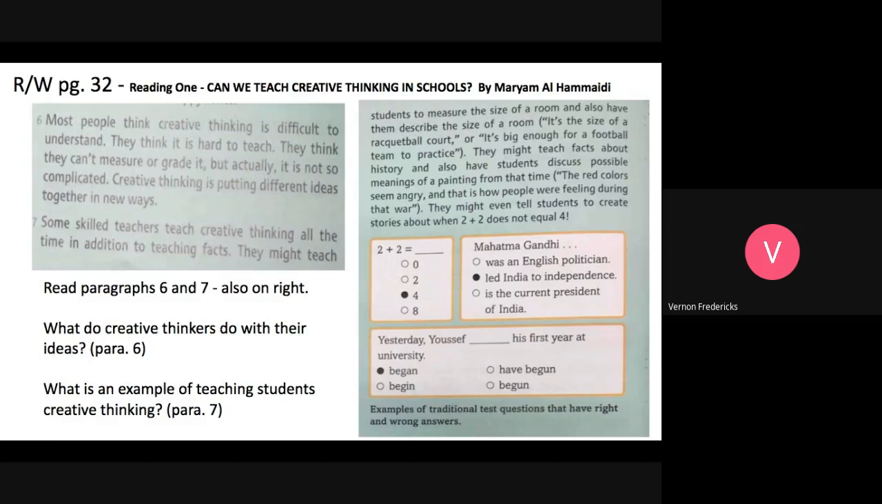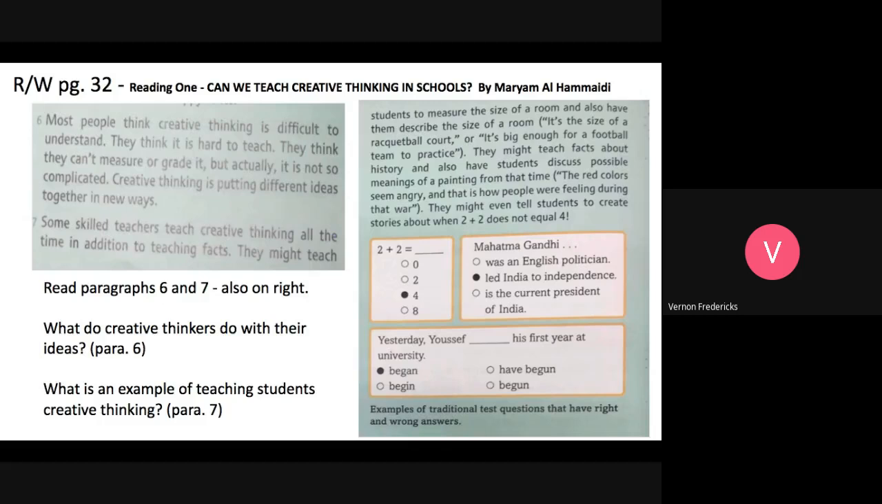Okay, question for paragraph 7. What is an example of teaching students creative thinking? Some skilled teachers teach creative thinking all the time. In addition to teaching facts, they might teach students to measure the size of a room and also have them describe the size of a room. It is the size of a racquetball court. Same as maybe a tennis court where people play tennis, yeah? Or it's big enough for a football team to practice.